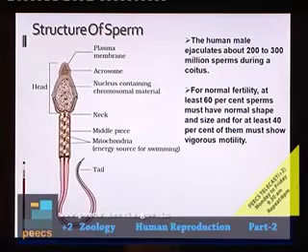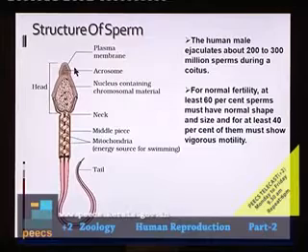Now we are going to analyze the structure of the sperm cell. In this slide you can see a sperm cell with different regions. First of all, there is a head, a neck, then below that there is a middle piece, then there is a tail portion. So head, neck, middle piece and tail, these are the different regions of a sperm cell.